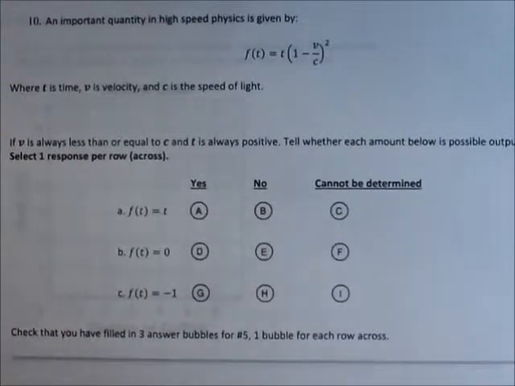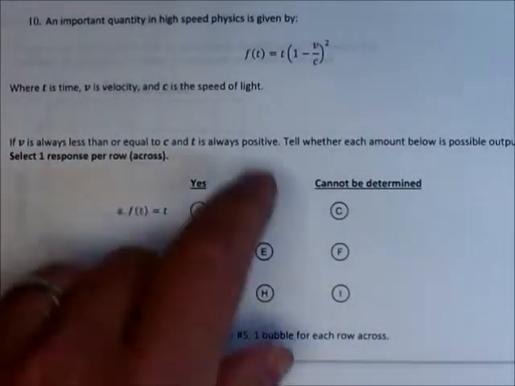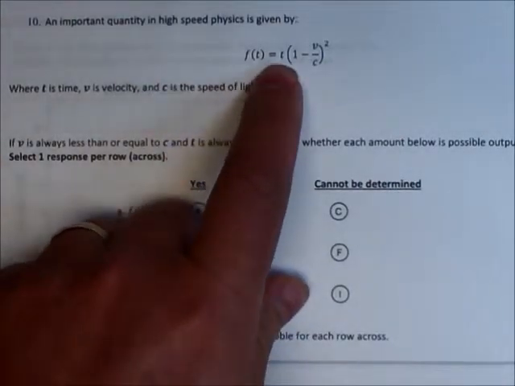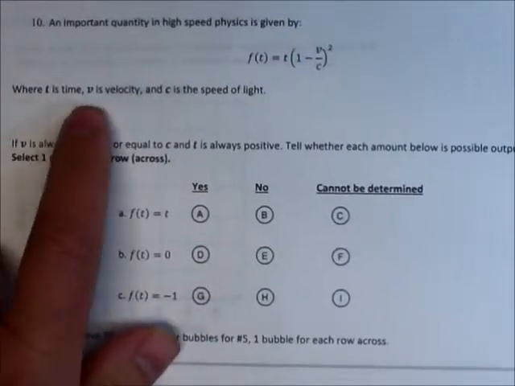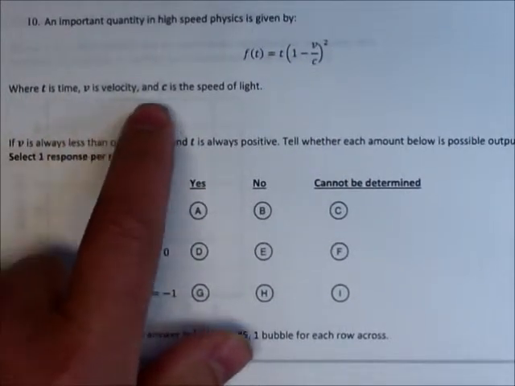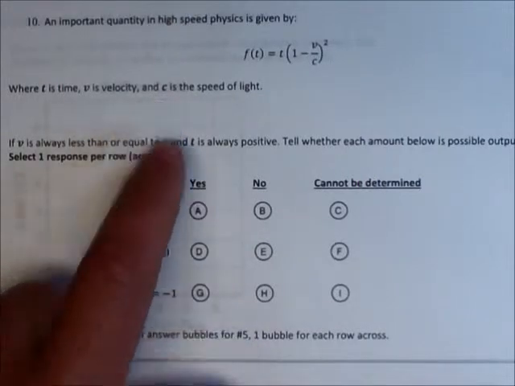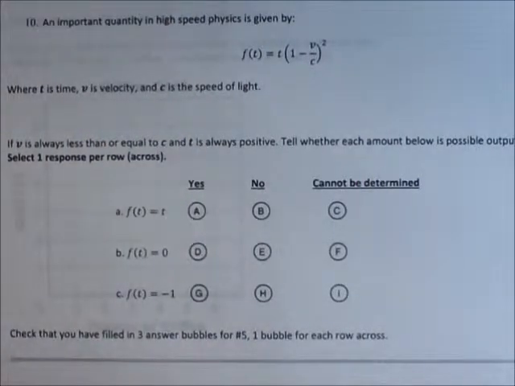Number 10, an important quantity in high-speed physics is given by f of t is equal to t times this quantity squared. T is the time, v is velocity, and c is the speed of light. If v is always less than or equal to c, and t is always positive, tell whether each amount below is a possible output.